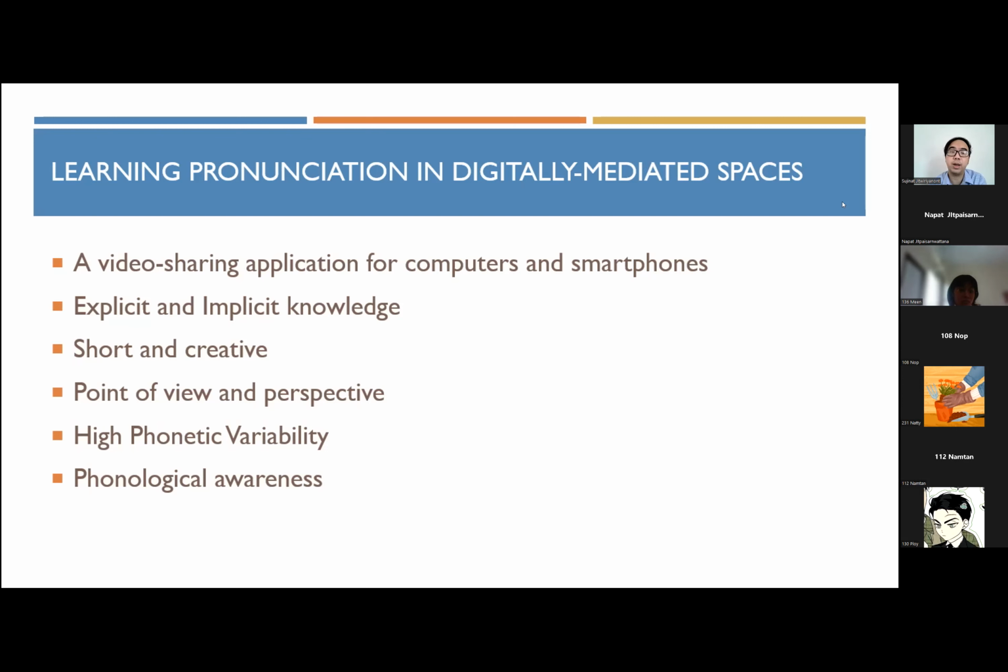It could be very beneficial for you when you learn English. And TikTok or online clips are short and creative. The point of view is closer, so you can observe the pronunciation process in terms of articulation very clearly.